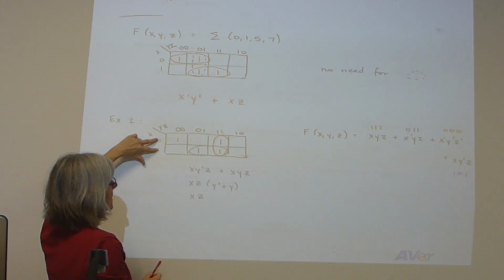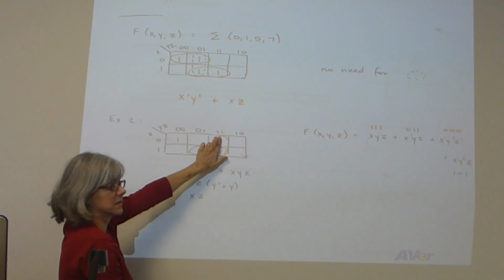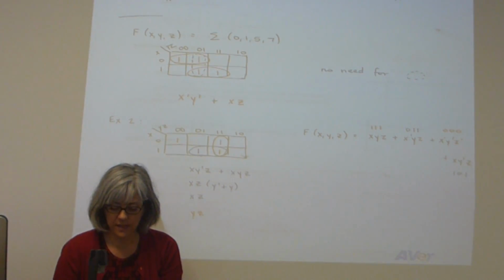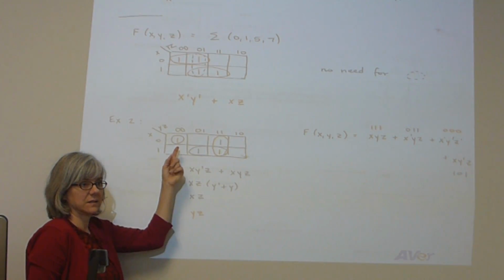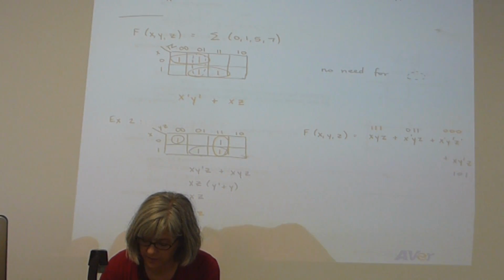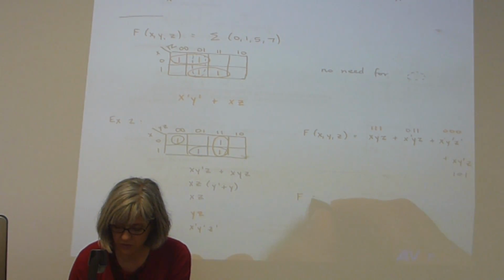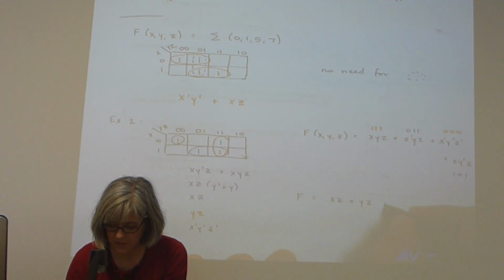We can look at this and say the x values don't matter. 0 and 1 are both there. What's the only thing that's constant? YZ. So the red will just be YZ. And then lastly, what can I do with this one? Can this one combine with anything? No, that's why I circled it by itself. So that's going to be x prime, y prime, z prime. So then your whole final simplified solution is xz plus yz plus x prime, y prime, z prime.